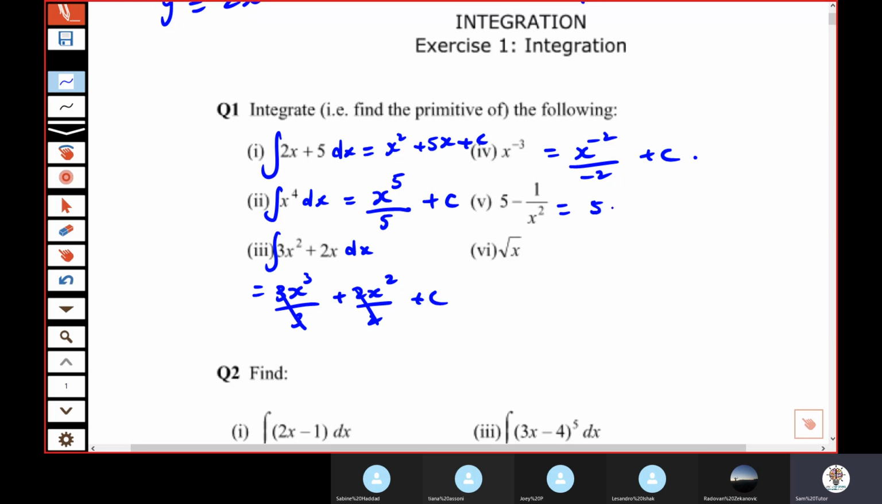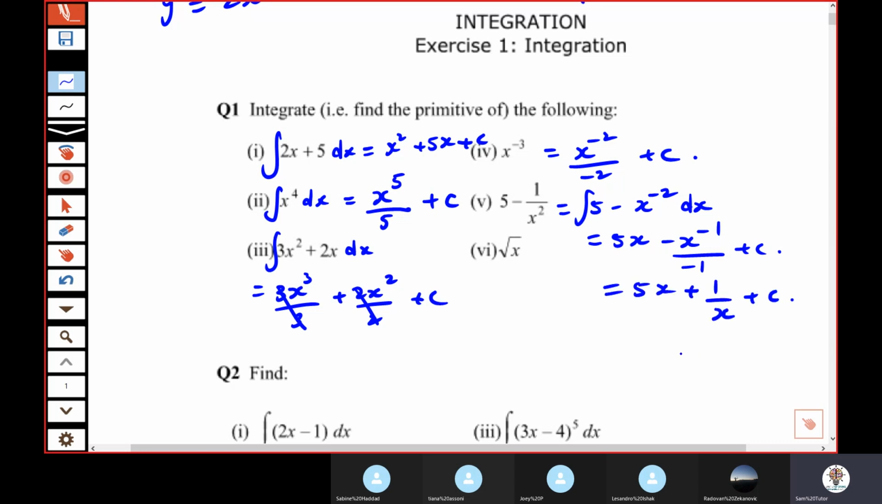So that becomes 5, take away x to the negative 2. And then when you integrate this, what does it become? 5x. You increase it by 1, minus x to the negative 1 over negative 1, plus c. What does the 2 negatives make? A positive. So then technically we should have something like that if you've done it right. 5x plus 1 on x plus c.